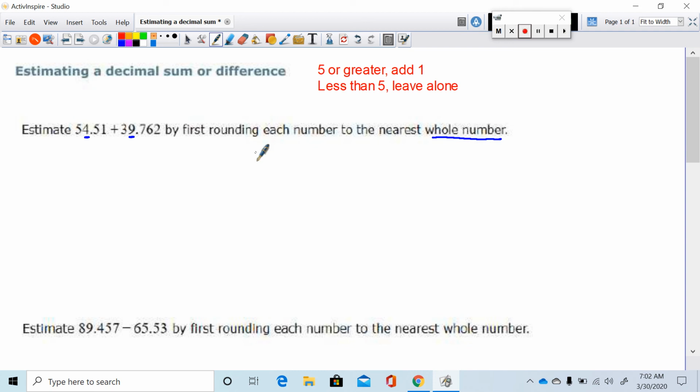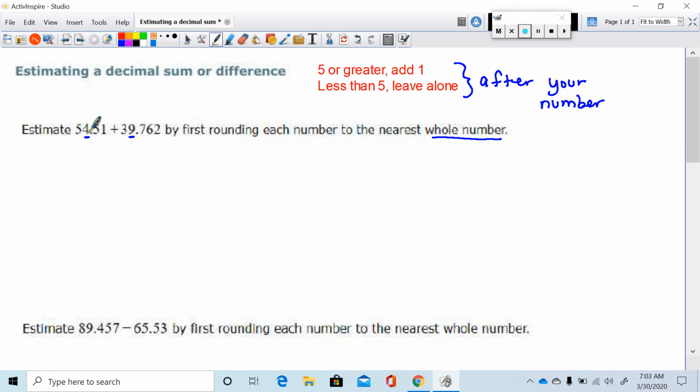You never take it down. It's either leave it alone or take it up. If the number after it is 5 or greater, I'm going to put after your number. So if the number after your number that you're looking at is 5 or greater, you add 1 to the number that you're looking at. If it's less than 5, leave it alone.